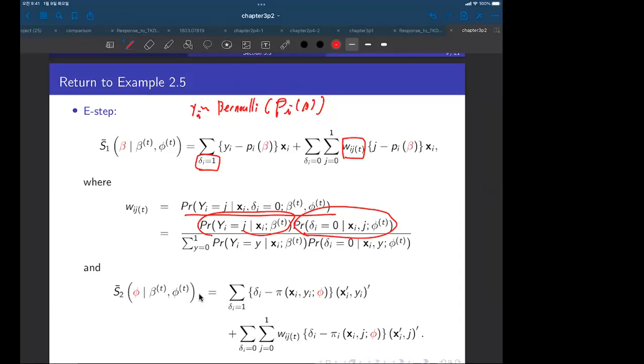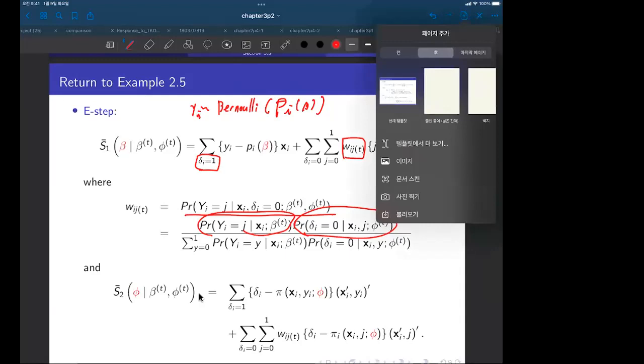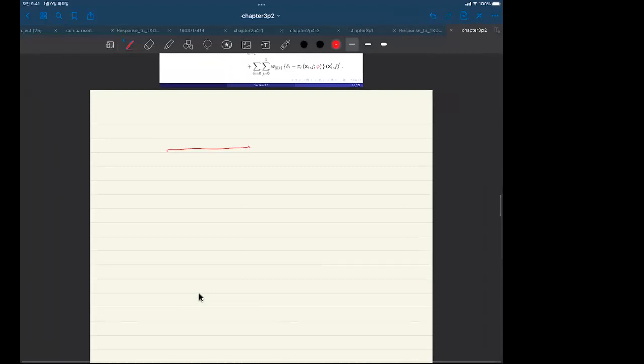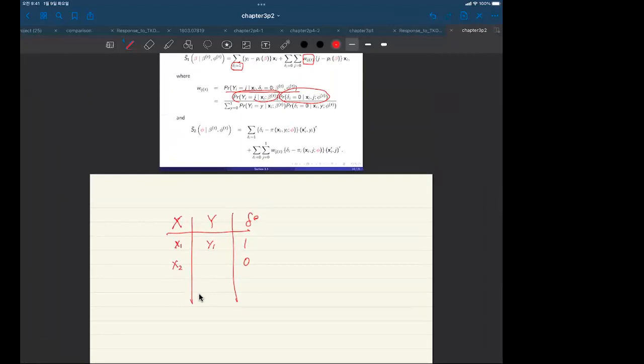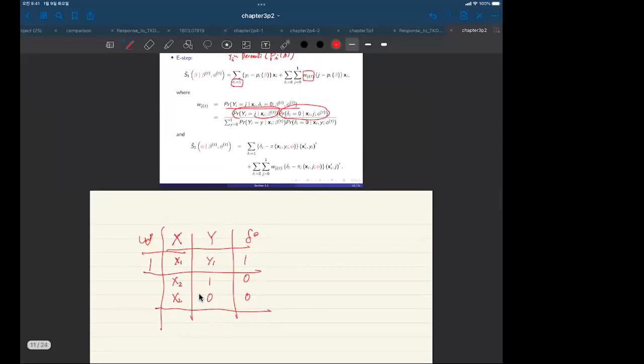Let me write here. So you have data X and Y, and delta, right? For delta equal to 1, you just use x1, y1 to compute. But for delta equal to 0, what it does here is that you essentially duplicate the record into 1 and 0, and then create a weight. The weight here is 1 if no missing, and otherwise it is w0 or w1, something like that.